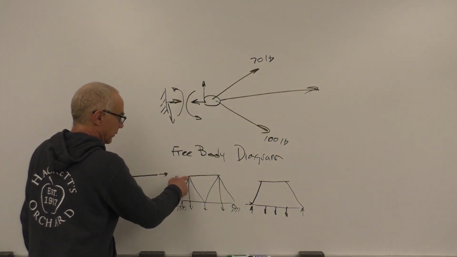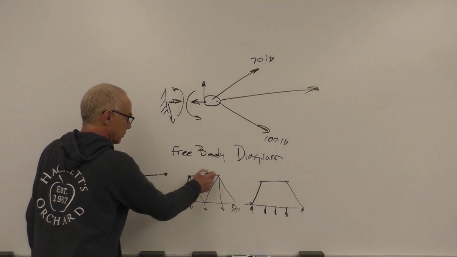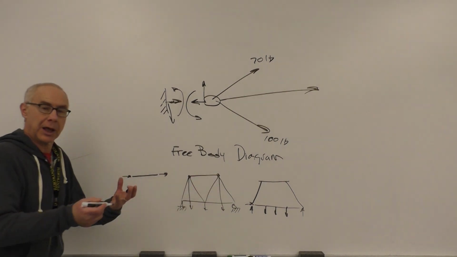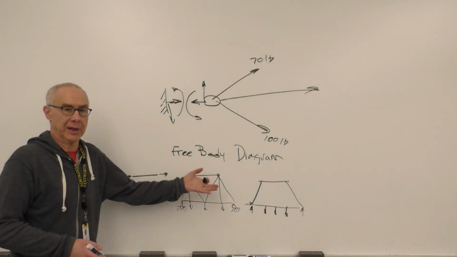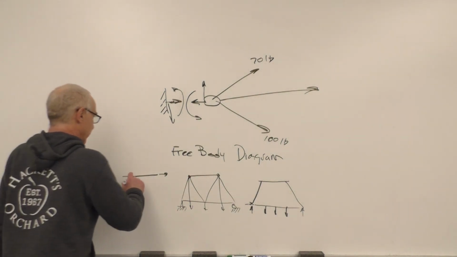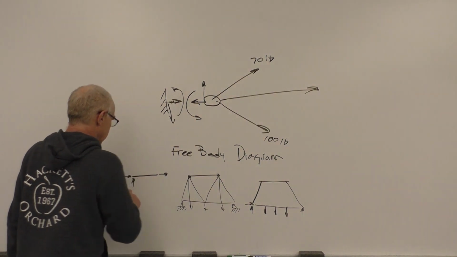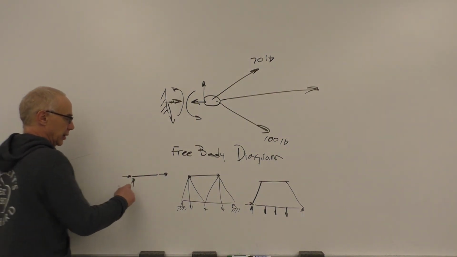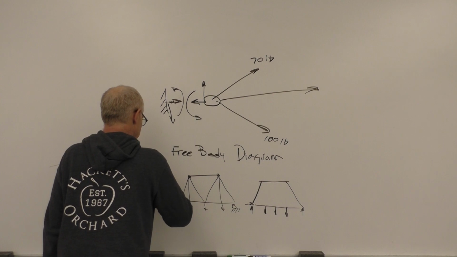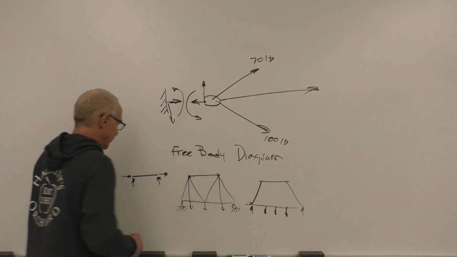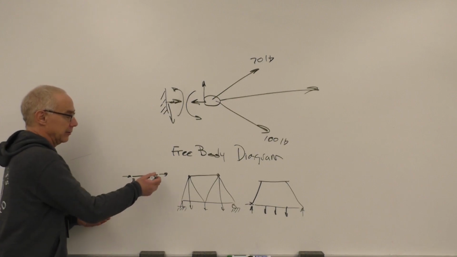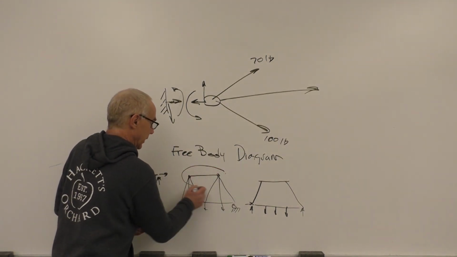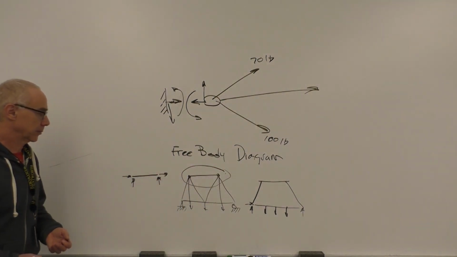In this case, these are pin supports, so there's no moment applied to these. And typically with a truss, at least, they're represented as being pin supports. So this will have a force horizontally and vertically, on both ends. Okay, that's how you'd represent the free body diagram for this member that we've isolated from the system.